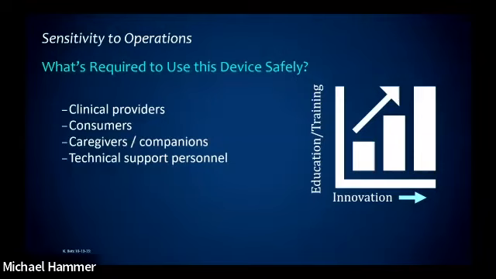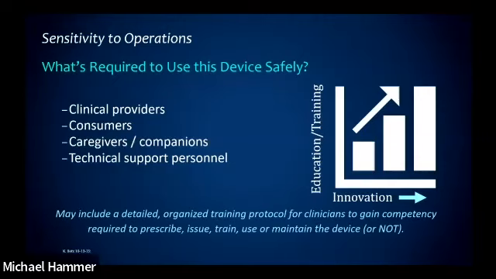So now we need to do repeat training, and I just think about the grid of the horizontal being the innovation and the education and training that's required. And we have to have an understanding of what does it take to implement this device. That's sensitivity to operations. How do things work? Not just how does the device work? How does the plan work?